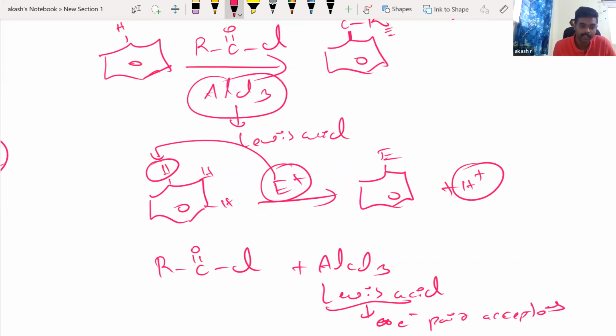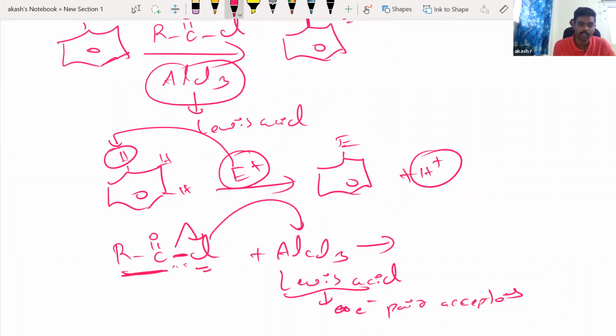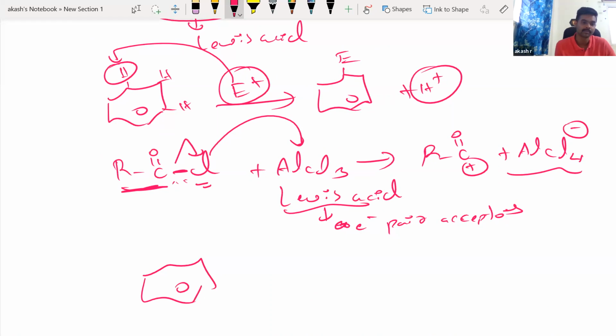So I am going to remove Cl minus heterolytically from this. In heterolytic cleavage the electron goes to chlorine, right? So Cl minus comes and attacks the AlCl3, donating its lone pair. In that process you have removed an electron from this carbon, so we will have RCO plus plus AlCl4 minus. That is what is going to happen. And this one, why is my benzene ring looking so bad?